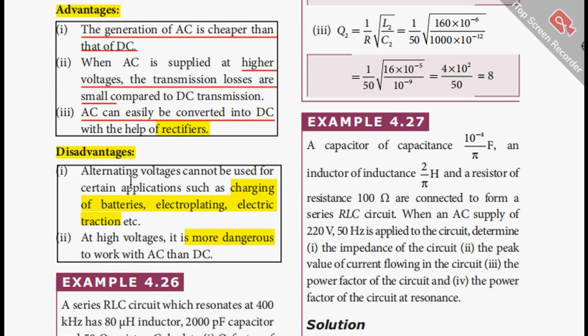Now let us see what are the disadvantages. The alternating voltages cannot be used for certain applications such as charging of batteries, electroplating, and electric traction. At high voltages, it is very much more dangerous to work with alternating current than direct current.